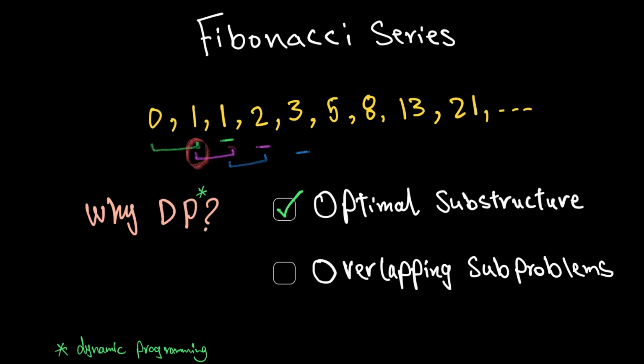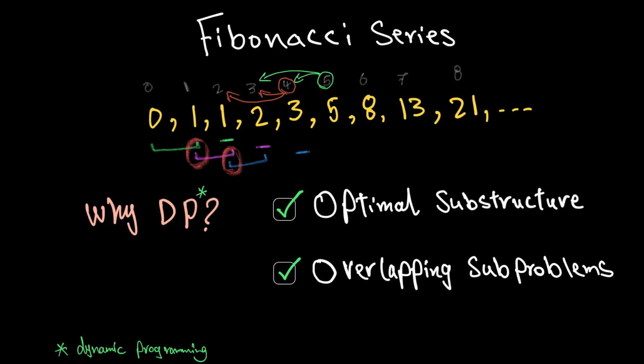Second, did you notice the overlapping here? For example, let's index the numbers in the series starting from 0. So to get the solution of the series at index 5, we need to calculate the number at index 4 and the number at index 3 and sum them up together. But to calculate the number at index 4, we need to calculate the number at index 3 and the one at index 2 and sum them together. Do you see the overlapping?